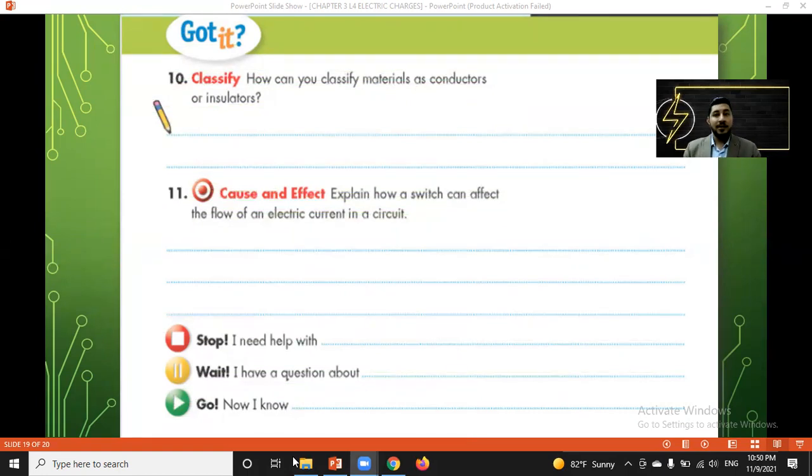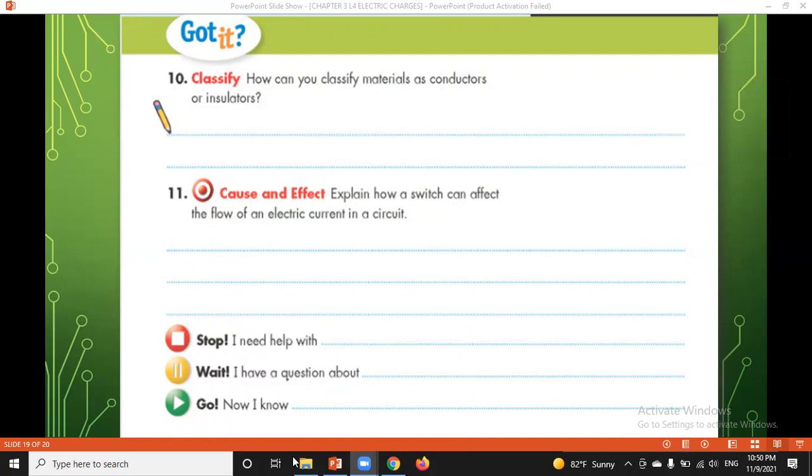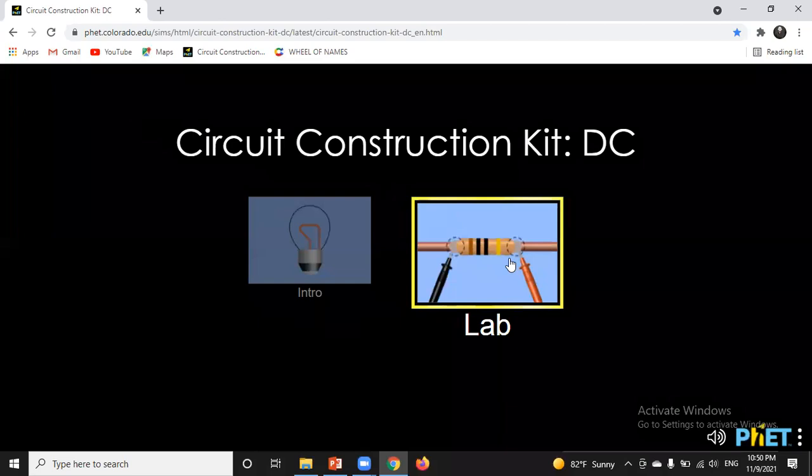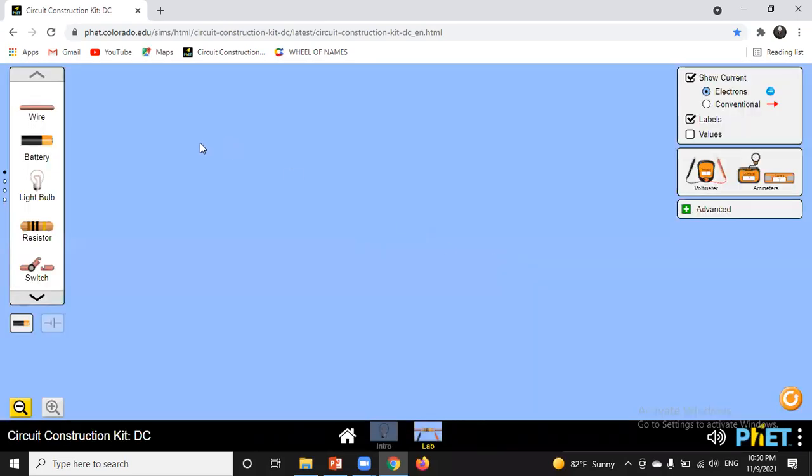And now the session is not over yet. Let's make it practical. We are going to represent and build a series and parallel circuit and see the difference between both types of circuits. There's a virtual lab from fedcolorado.education.edu. You can use this lab to build your own series and parallel circuit.